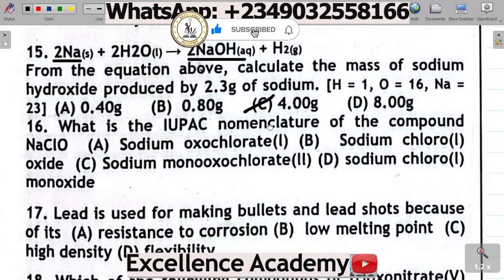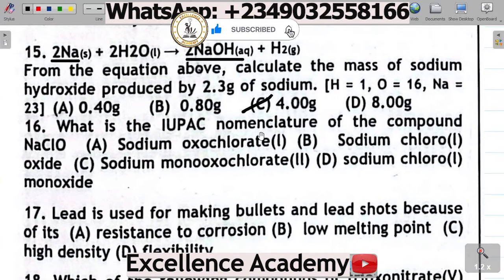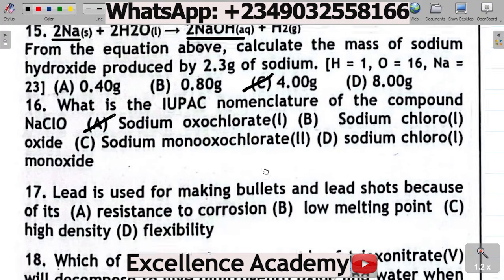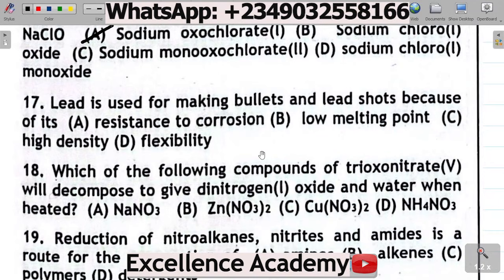For this particular question, the correct answer is A, sodium oxochlorate 1. As you can see, we calculated the oxidation number, we got 1. So A is the correct answer, right? Sodium oxochlorate 1. That's the correct name of this particular compound. All right, next up, question number 17.